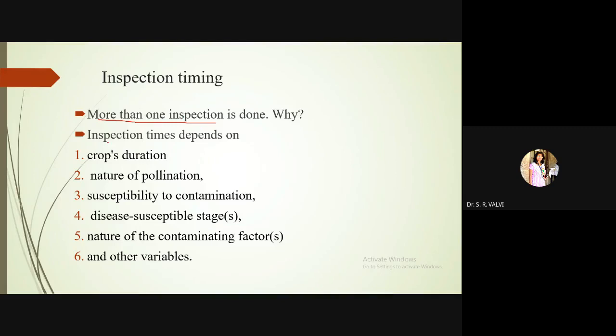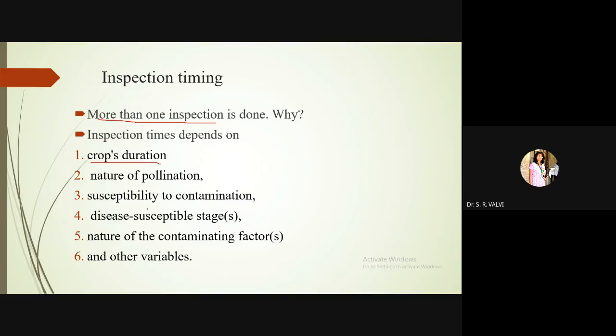Now, inspection time depends on certain characteristics. These are a few characteristics I have mentioned here, so that you do your inspection at a particular stage. Now see, the first point you have to remember is crop duration. What is the crop duration? What is the life cycle of the particular crop? So that duration you have to fix. Suppose a particular crop runs from January to March. So you have 3 months with you. Within those 3 months you have to visit that particular field many times, many times meaning right from the sowing till the harvesting. So you must know the duration of the particular crop.